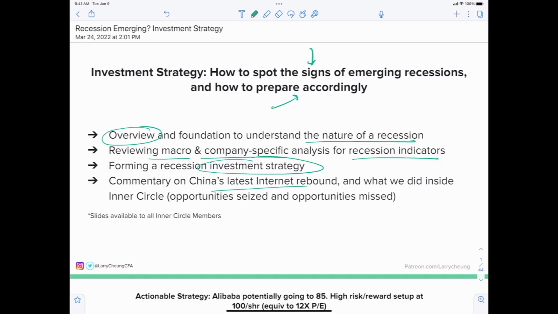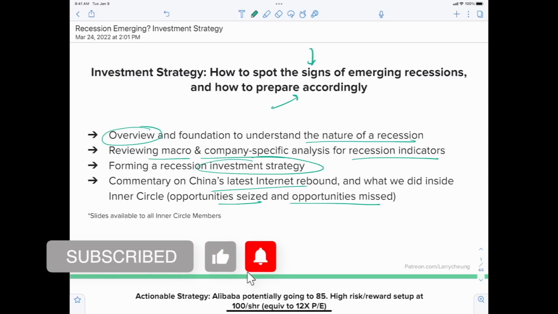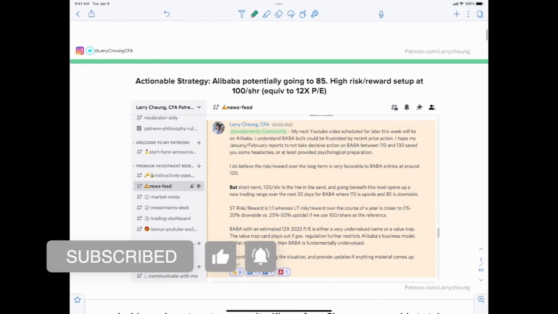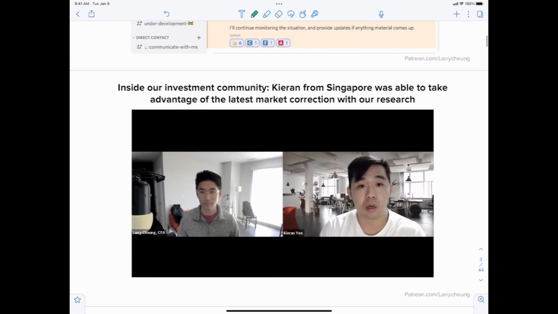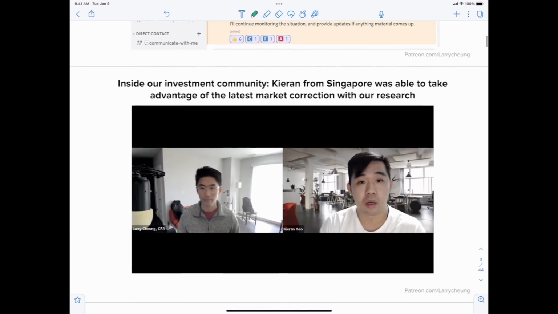and what we did inside our inner circle, and objectively speaking, opportunities that we seized and any opportunities that we left on the table. So an example is discussing Alibaba potentially going to 85. That's what we talked about inside Patreon, how it was a high risk but a high reward setup at $100 a share when it was equivalent to approximately 12x PE. And then later I'll show you a clip of how one of our members, Kieran from Singapore, was able to take advantage of our latest market correction with our investment strategy.